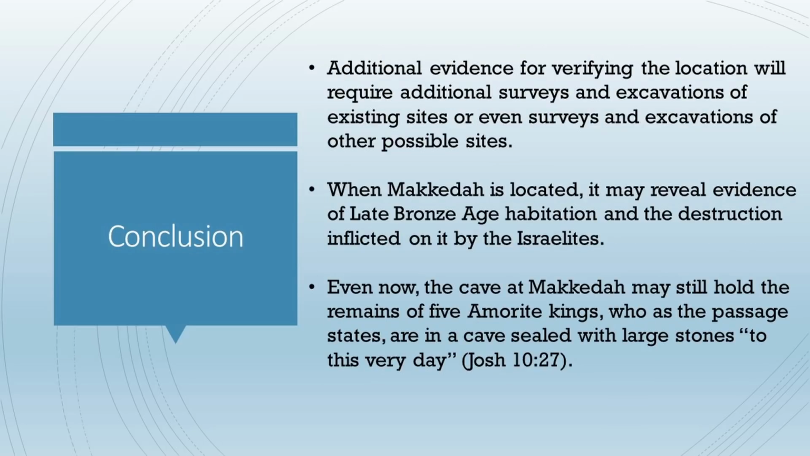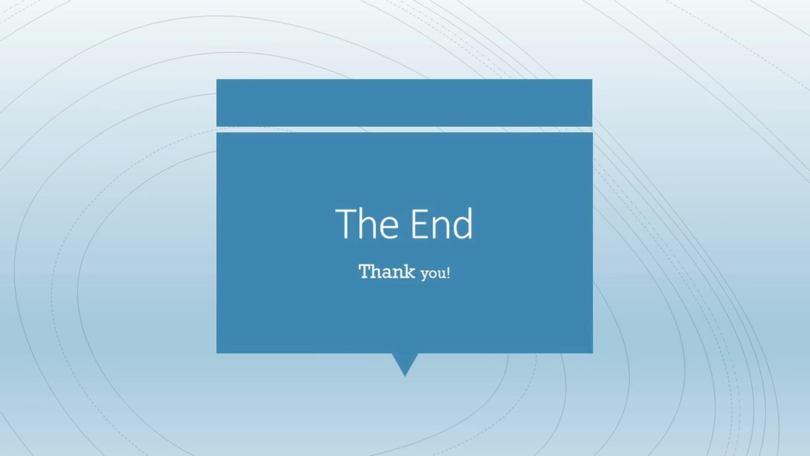Additional evidence for verifying the location will require more surveys, more excavations of existing sites, or even new sites that we might find. When Makkedah is located, it may reveal Late Bronze Age evidence and evidence of destruction by the Israelites. And even now, the cave may still have the 5 bodies that, as Joshua would say, are buried there. They're in the cave, sealed with large stones to this very day. So there you go. That would be nice to find, wouldn't it?